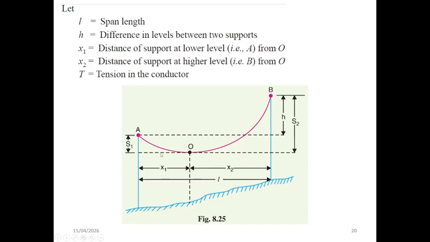The conductor is subjected to a tension T, which plays a critical role in determining its shape and sag. As shown in this figure, the sag values at supports A and B are completely different, indicated by S1 and S2, reflecting the asymmetrical profile of the conductor. These parameters form the foundation for calculating sag, tension distribution, and the exact position of the lowest point in uneven terrain conditions.